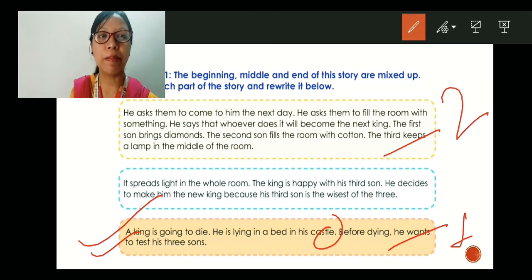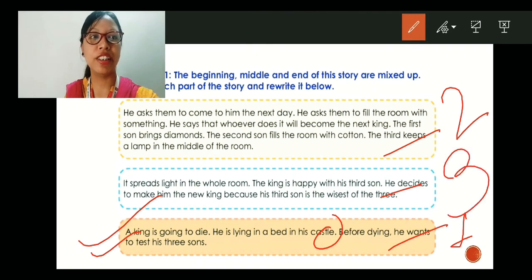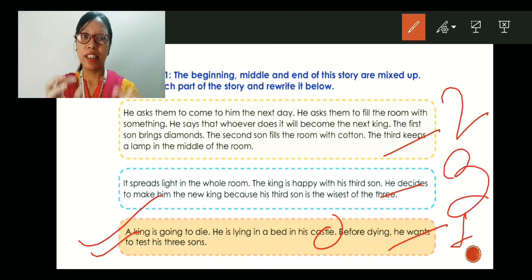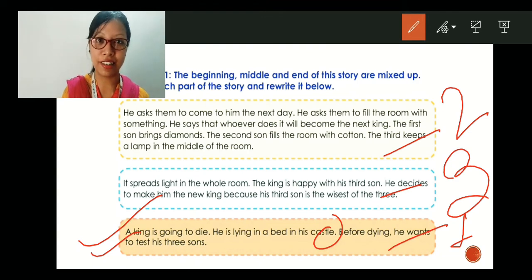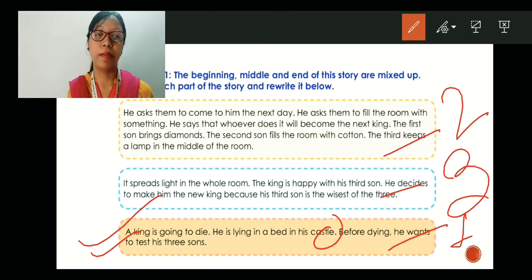The king is happy with his third son. He decides to make him the new king because his third son is the wisest of the three. So this is going to be the third. That means the moral is also there because he is the wisest son, right? So this is how we are going to identify the beginning, the middle and the end of a story.